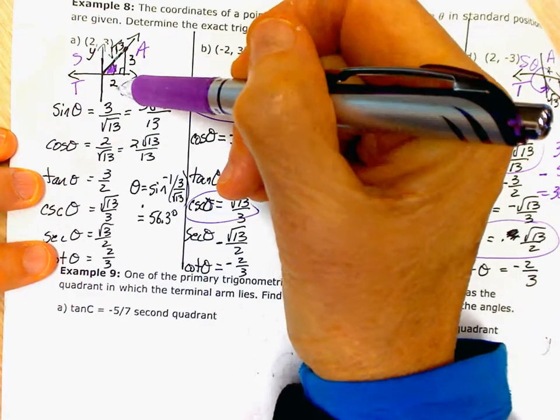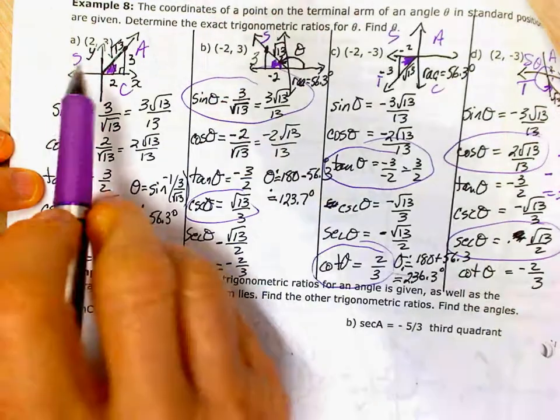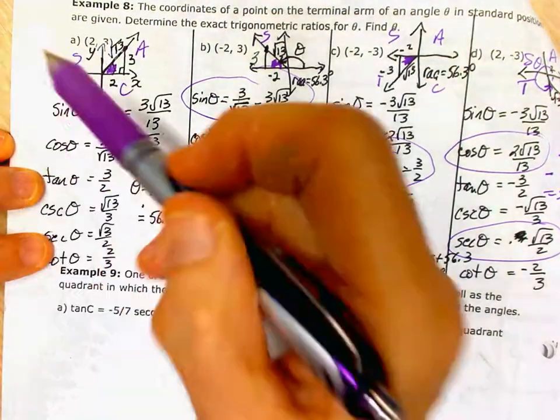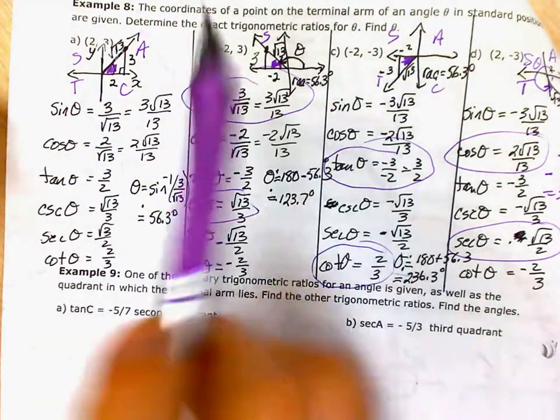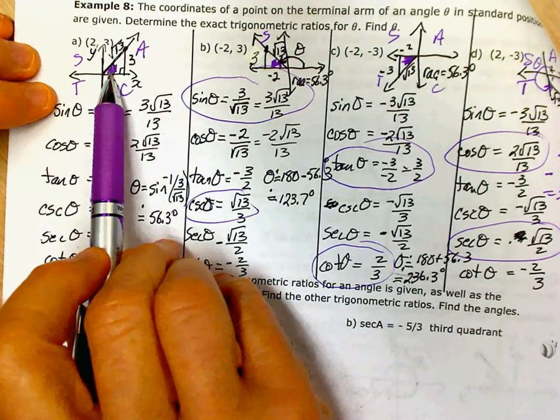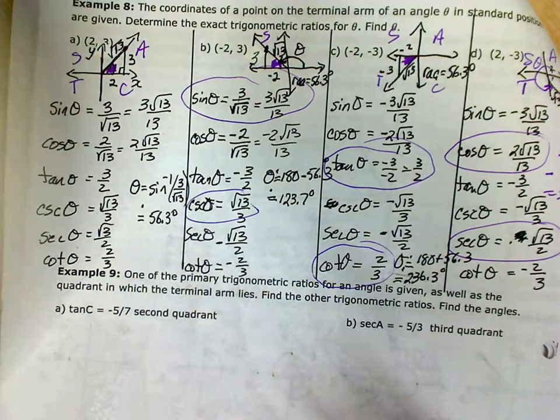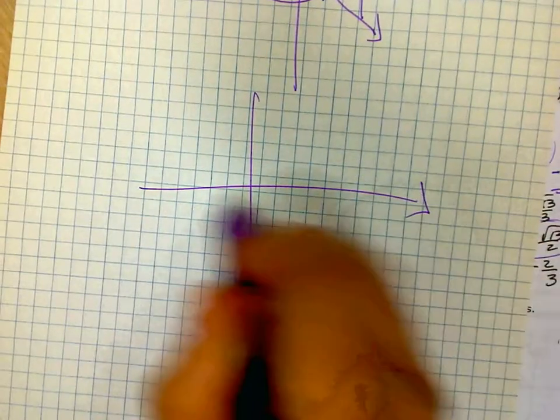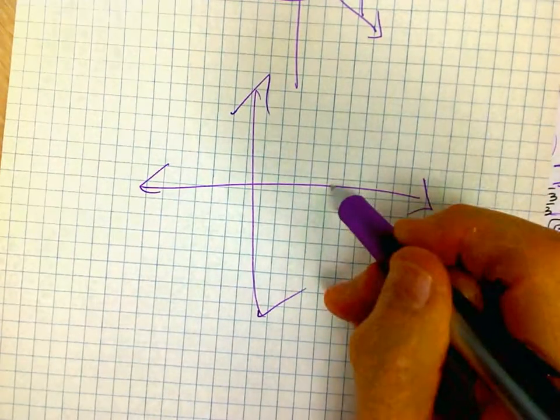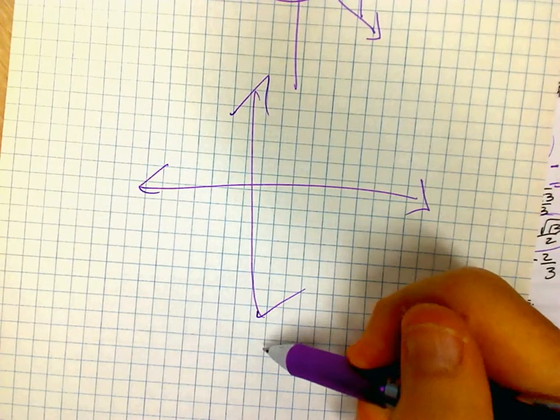So cosine is positive here and here. Sine is positive here and here. Tan is positive here and here. It all depends on the related acute angle. The related acute angle is always measured against the x-axis, not the y-axis.